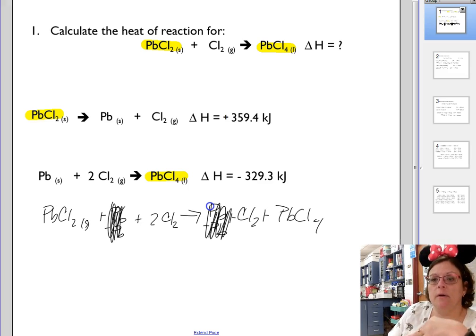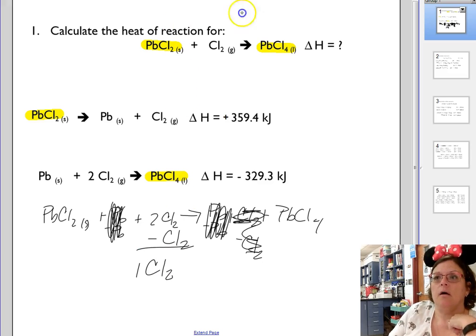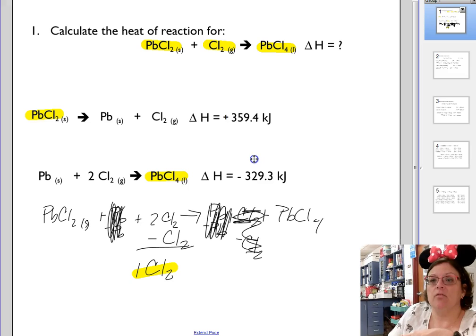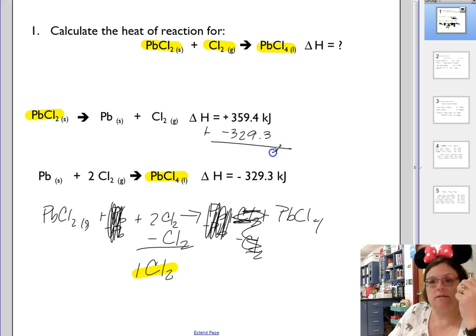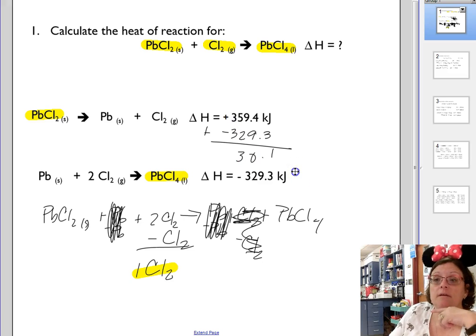I also want to get all my chlorines on one side, so I'm going to subtract chlorine from this side. If I do that, this side is wiped out, and I have 1 chlorine left. Well, remember we have that chlorine in there. Guess what? There he is. Now all we have to do is put the H's together. We add them all up. So we take 359.4 plus a negative 329.3. I don't know about you. That's a subtraction problem to me. And you get 30.1. And it's positive 30.1 kilojoules.